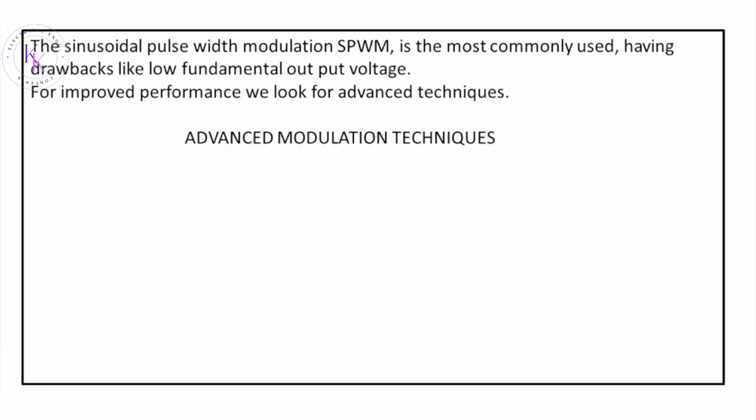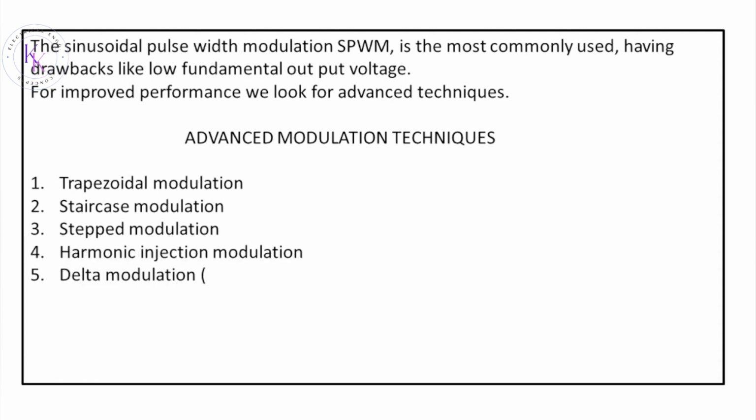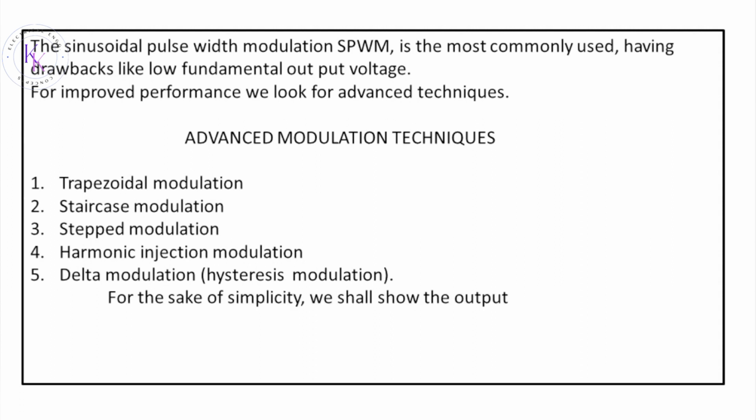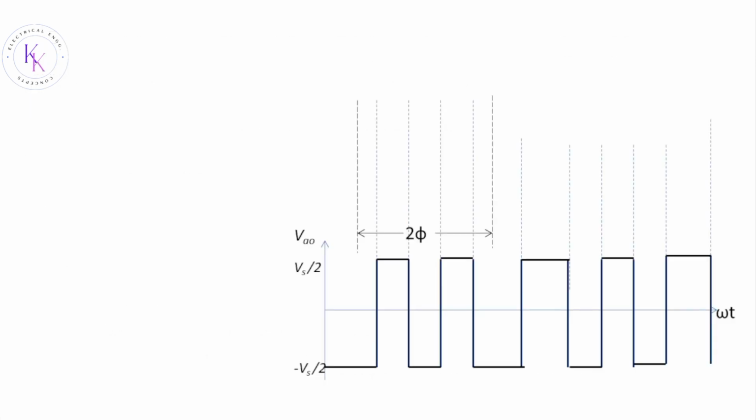Advanced modulation techniques: trapezoidal modulation, staircase modulation, stepped modulation, harmonic injection modulation, and delta modulation, which is also known as hysteresis modulation. For the sake of simplicity, we shall show the output voltage for a half bridge inverter as VA0, and for a full bridge inverter as V0, which equals VA0 minus VB0, where VB0 is the inverse of VA0.